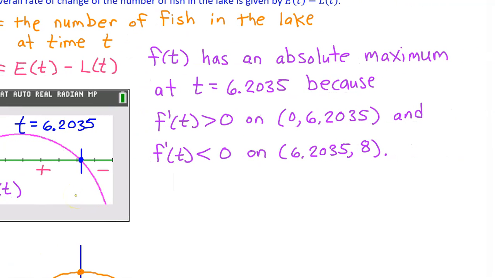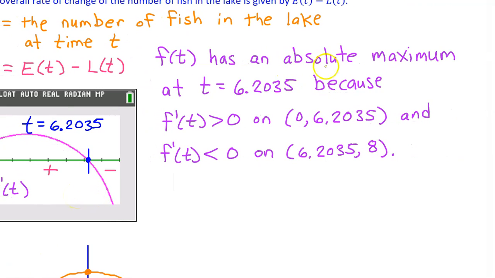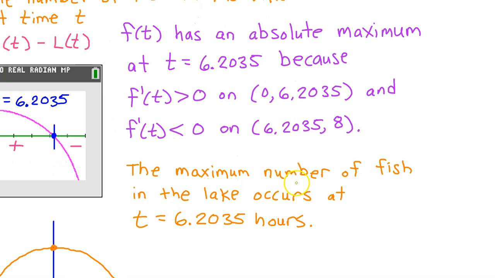So we say f of t has an absolute maximum at t equals 6.2035 because f prime of t is positive from 0 to 6.2035 and f prime is negative on the interval from 6.2035 to 8. So the maximum number of fish in the lake occurs at t equals 6.2035 hours.